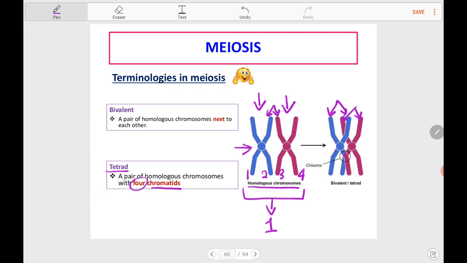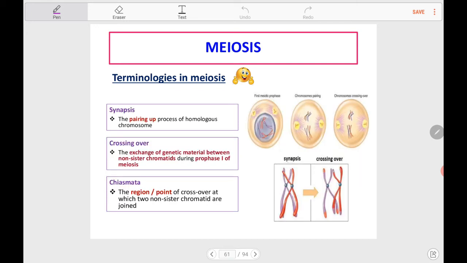Ingat, setiap homologous chromosome itu are not genetically identical sebab each of them came from different parent. Satu daripada ayah, satu daripada ibu. So dalam terminologi tetrad, kita hanya cakap 4 chromatids, bukannya 4 sister chromatids. Next, synapsis. Synapsis is the process of pairing up of homologous chromosome.